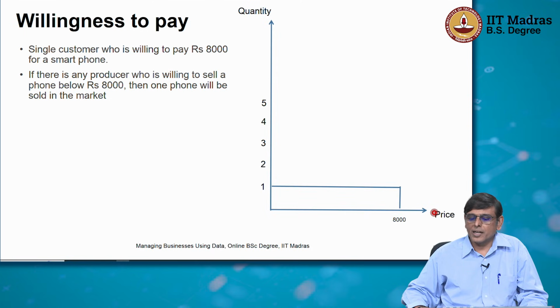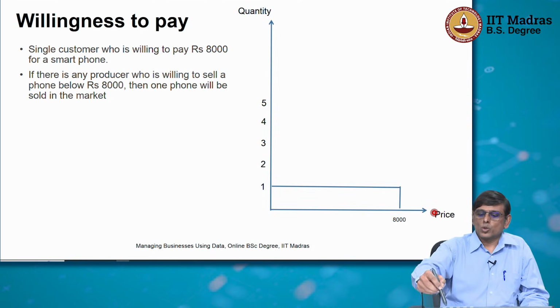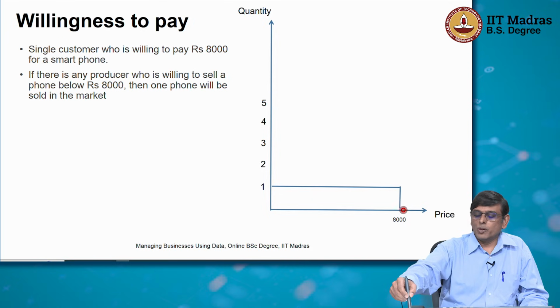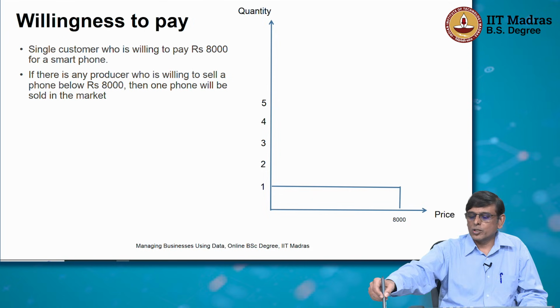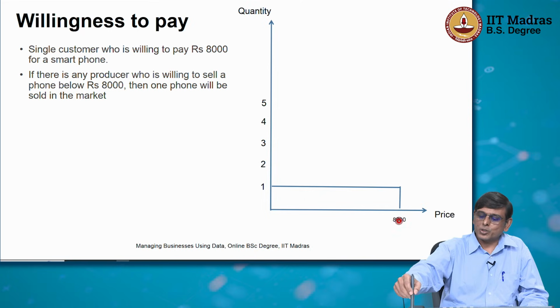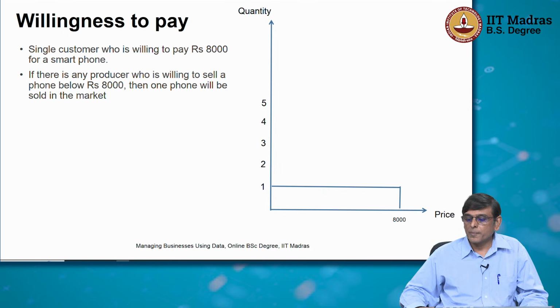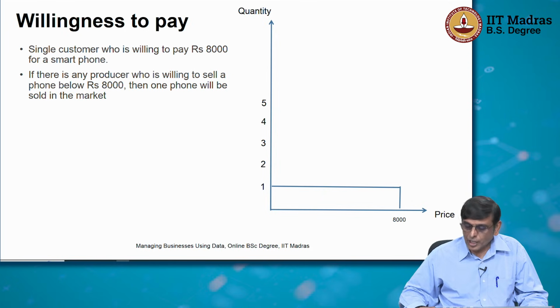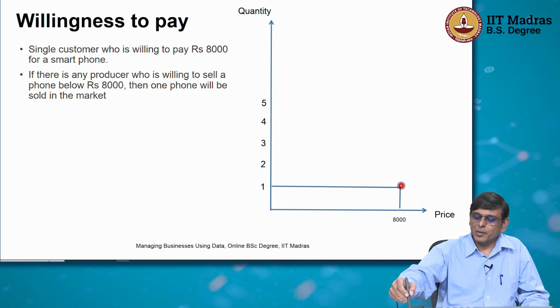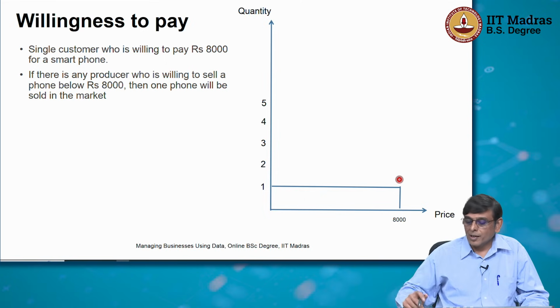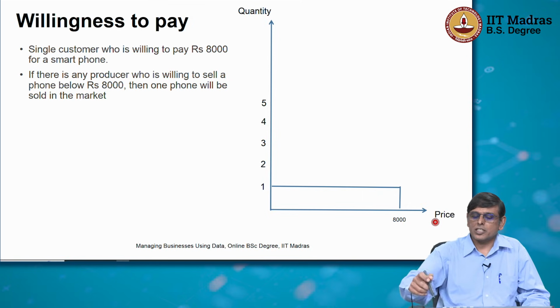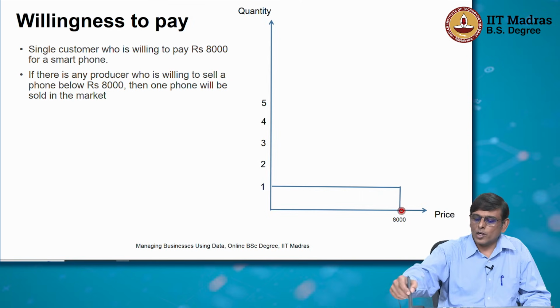So clearly this graph looks like this. One phone is sold for a price below 8,000 rupees, and above 8,000 rupees it goes to 0. I am assuming that at 8,000 rupees it is transitioning from 1 to 0. You can ask what happened at 8,000 rupees. Maybe the answer at 8,000 rupees also is 1, but after that it is 0. You can define the function like that. This is a step function, going from 1 to 0 like this.